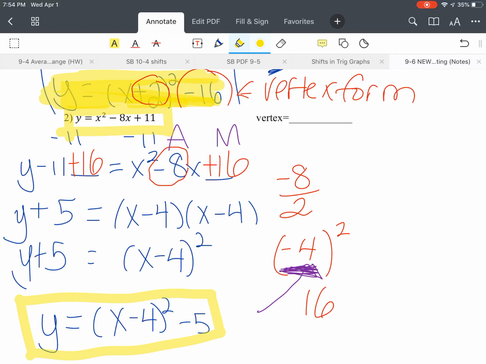So if I'm asked to write the vertex, remember a vertex is an ordered pair, meaning it's an x comma y. I'm going to take a look at the vertex form, and it's the opposite of the sign inside the parentheses. So it's x minus 4, so I'm negating that. So it's 4. And then it's whatever this is outside. So 4, -5. The vertex of this parabola is 4, -5.